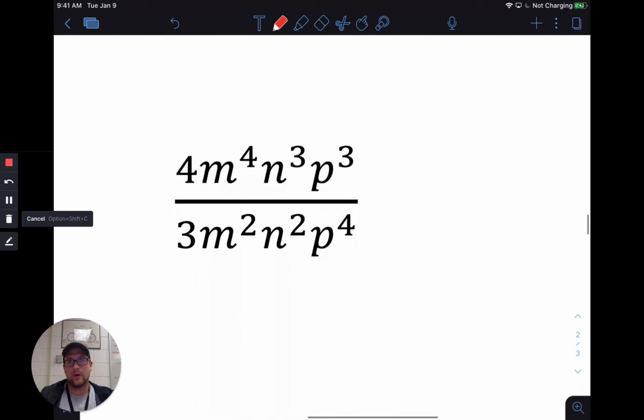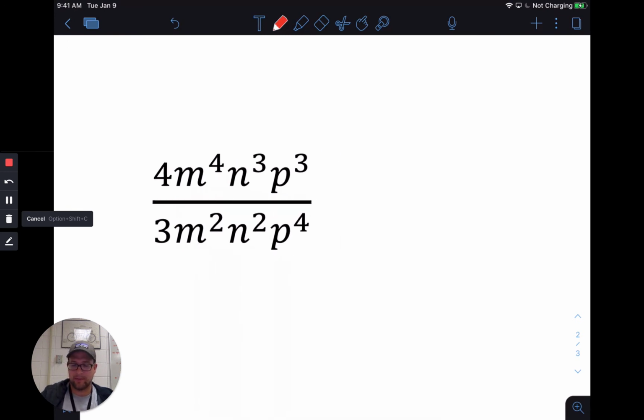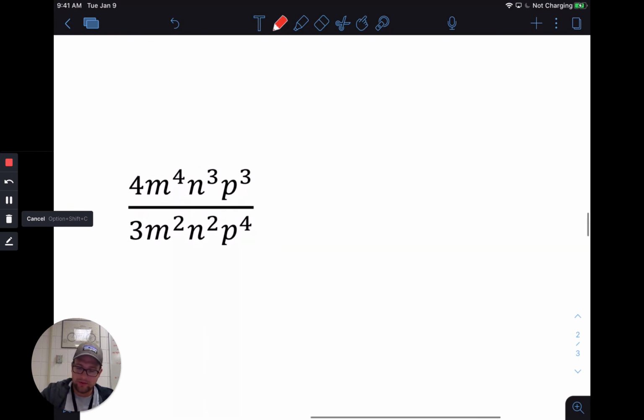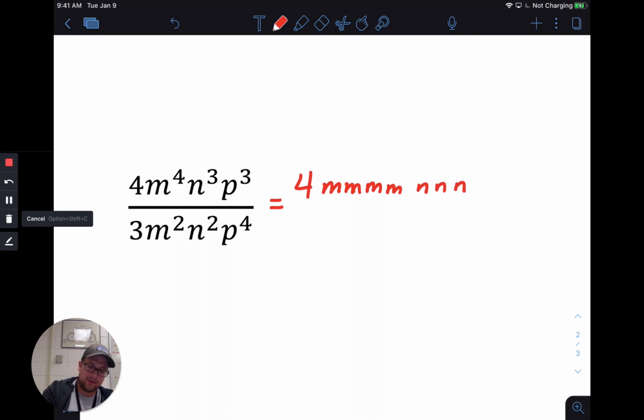This looks like a big one. Let's take this kind of slowly here for a minute. When we look at this problem, ladies and gentlemen, let's start by just stringing it out. So m to the fourth just means m, m, m, m. n to the third just means n, n, n. And p to the third just means p, p, p.